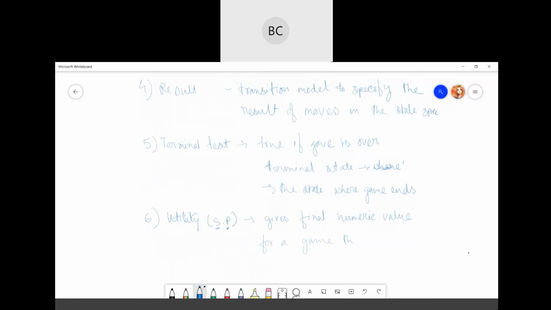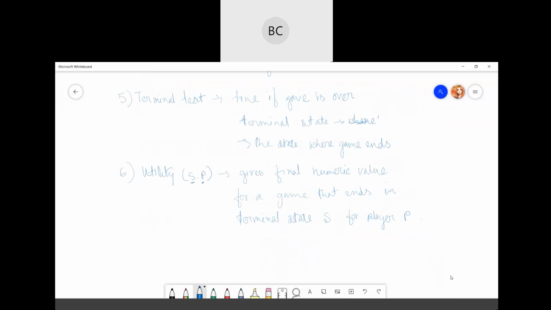For a game that ends in terminal state S for player P. Okay, so this is also called your payoff function. So utility, another word is your payoff function.